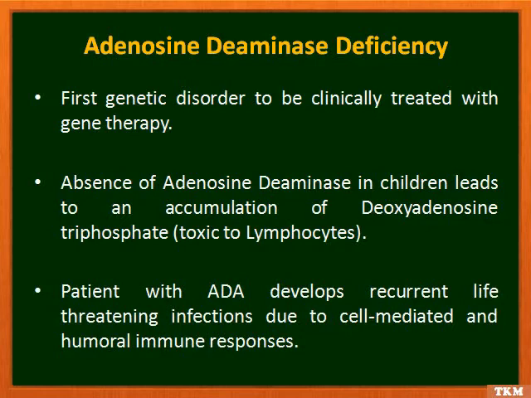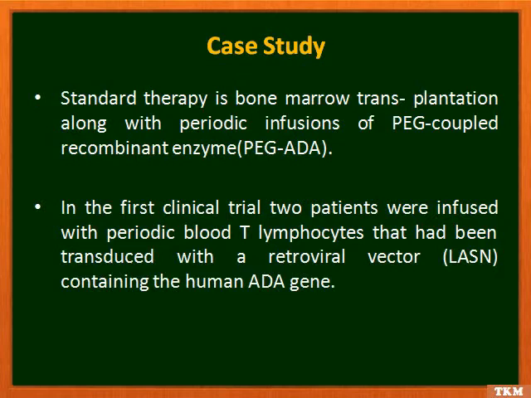Now, absence of adenosine deaminase in children leads to an accumulation of deoxyadenosine triphosphate that is toxic to lymphocytes. So a patient with ADA deficiency develops recurrent life-threatening infections due to impaired cell-mediated and humoral immune responses. So let's take a look at the case study. Standard therapy is bone marrow transplantation, as we saw in the previous slide, along with periodic infusion of PEG-coupled recombinant enzyme.